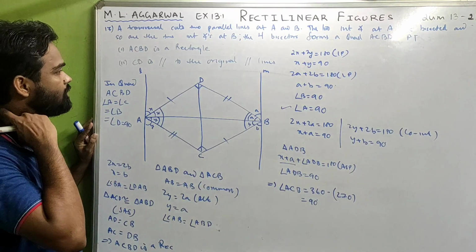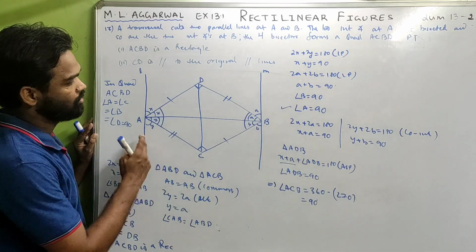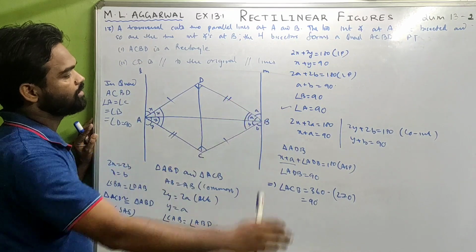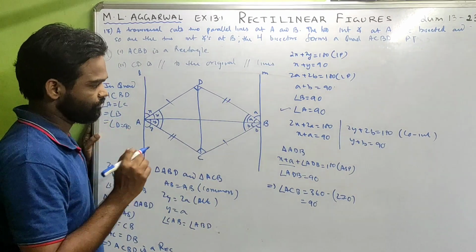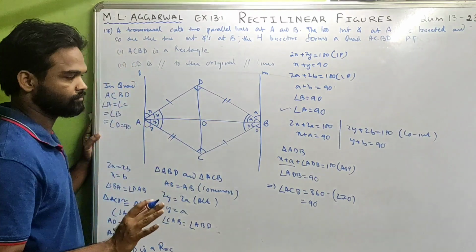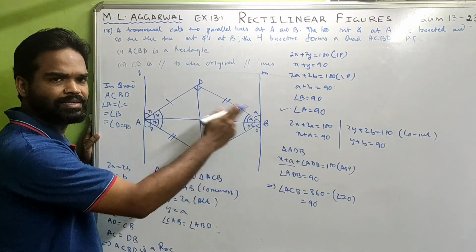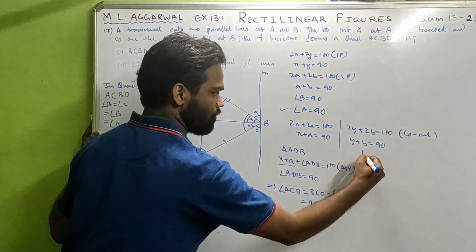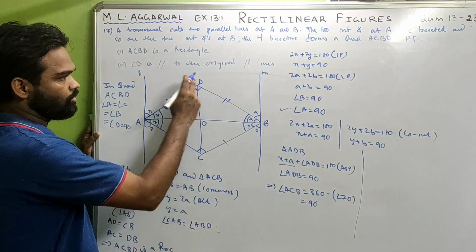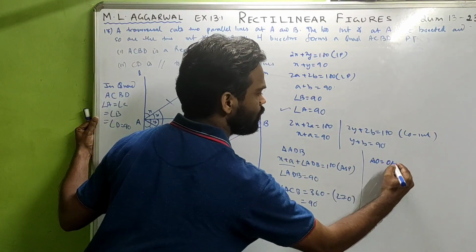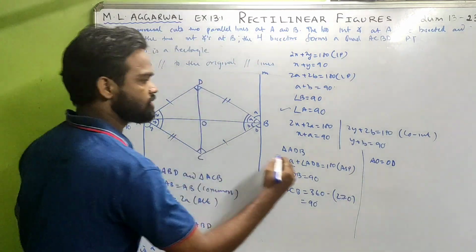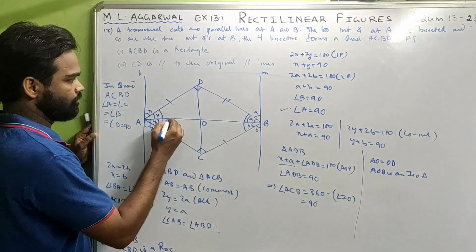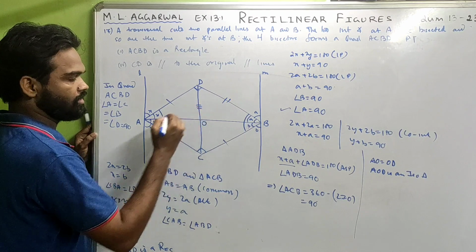Now the second part. CD is parallel to the original pair of lines, which means CD is parallel to L and M. Look carefully. We'll put O over here. Now, in a rectangle, the diagonals are equal and bisect each other, so AO is equal to OD, which means AOD is an isosceles triangle, which means this side and this side are equal.